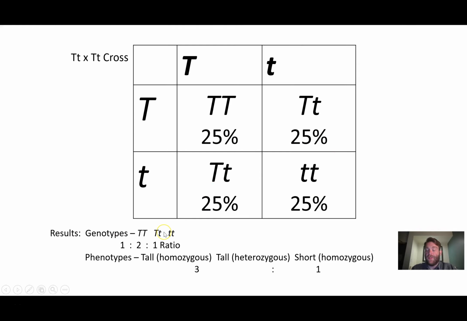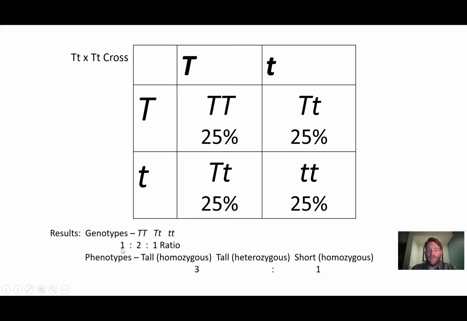So then when we look at the results of this particular cross, we have this ratio of probabilities. When we're looking at the genotypes, a quarter of our offspring are going to be big T, so they're going to be homozygous dominant. Half of our offspring are going to be heterozygous, right? 25% from here and 25% from here. And so they're going to be big T, little t. And then lastly, looking at our genotype for little t, we're going to have 25% of our offspring as that.